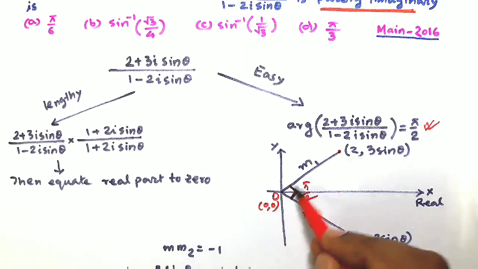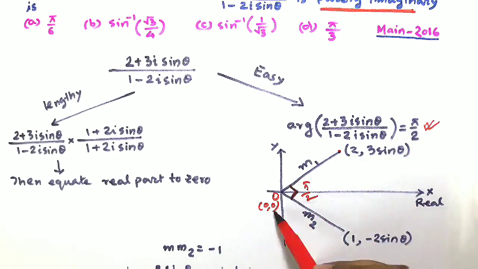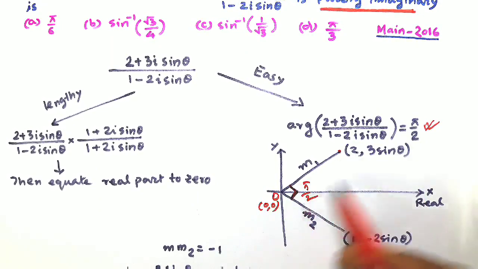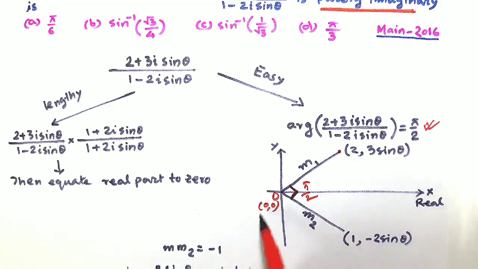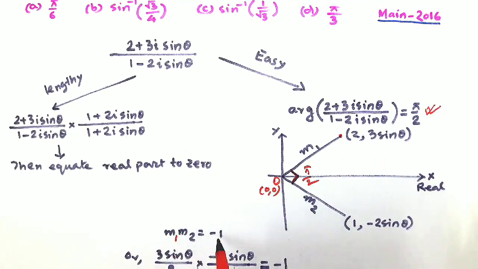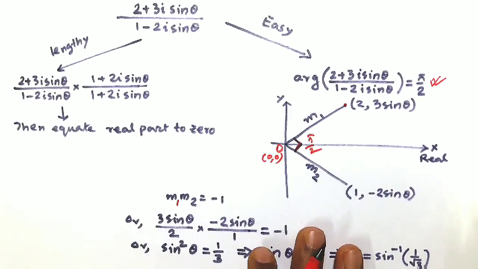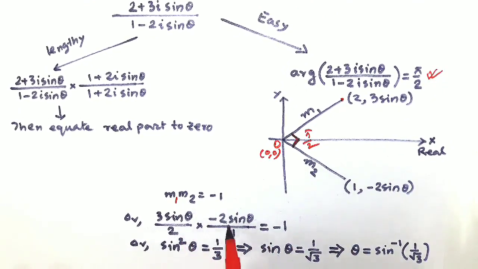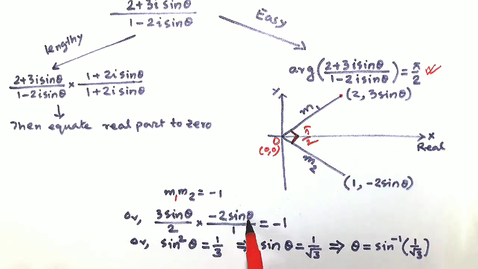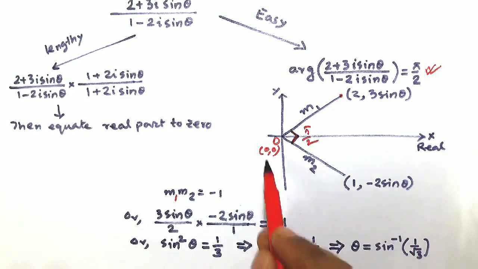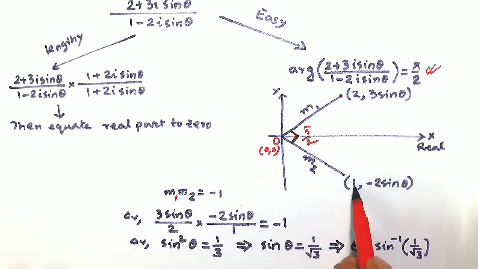So how to get the slope of this line? This is y2 minus y1, that means 3 sin theta minus 0 divided by x2 minus x1, 2 minus 0. So m1 times m2 is equal to minus 1. The first slope will be 3 sin theta divided by 2, and similarly the second slope will be y2 minus y1, that is minus 2 sin theta minus 0 divided by x2 minus x1, 1 minus 0. So minus 2 sin theta divided by 1.